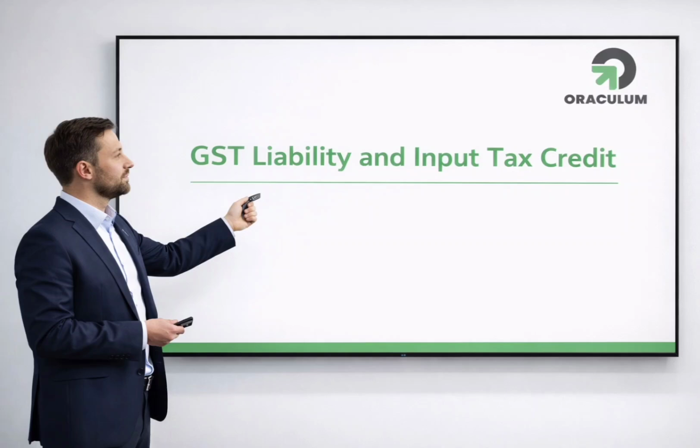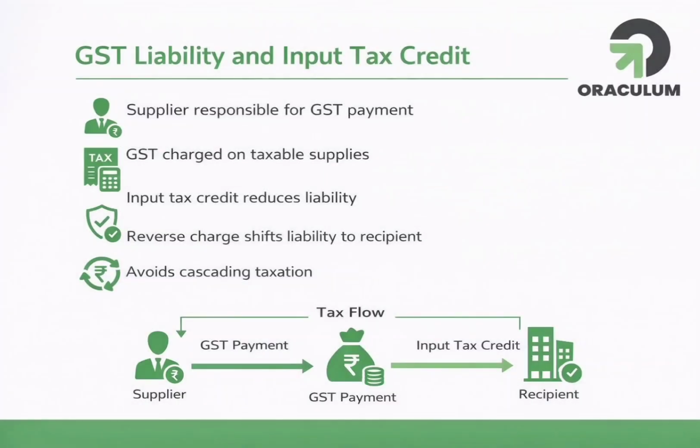Under GST, the primary liability to pay tax rests on the supplier of goods or services. The supplier charges GST on taxable supplies and remits it to the government after adjusting eligible input tax credits. In certain situations, such as reverse charge mechanisms or imports of services, the recipient becomes responsible for paying GST. Registered recipients are entitled to input tax credit on GST paid on business purchases, allowing them to offset this against output tax liability and avoid cascading taxation.